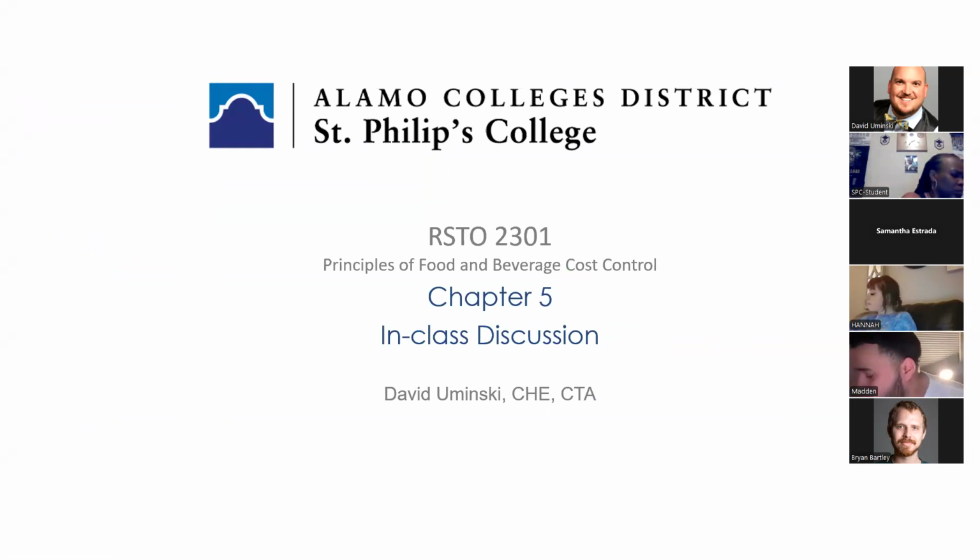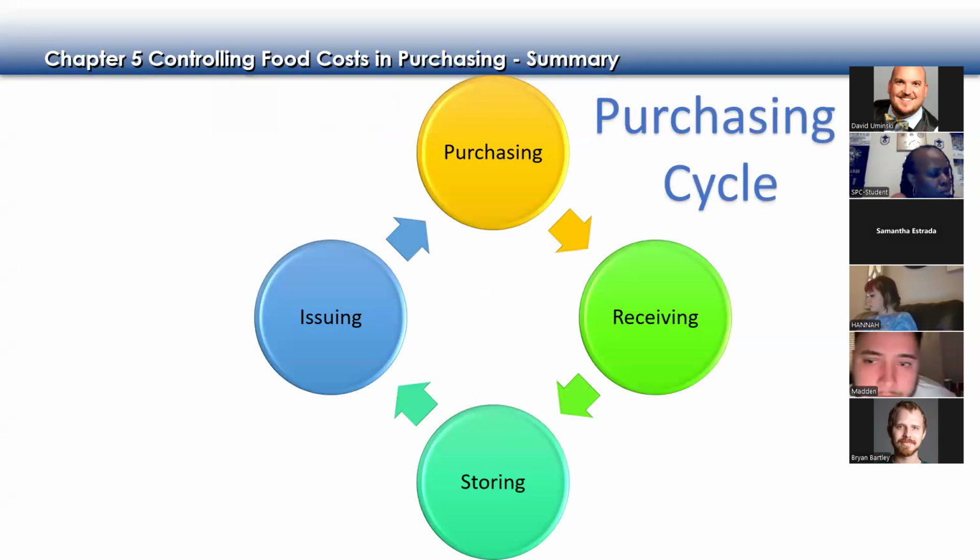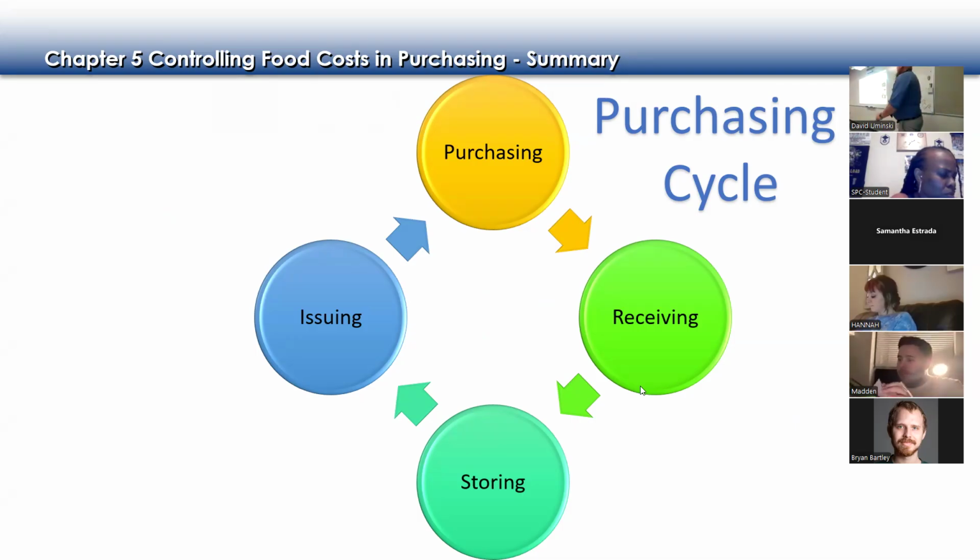In chapter 5, we are going to introduce a topic that's going to carry us through the next 4 chapters, 5, 6, 7, and chapter 8. Okay. And that concept is called the purchasing cycle. So the purchasing cycle is a 4-step process. Okay. What do you think about when you hear the word cycle? It repeats. It repeats, right? It keeps going on and on and on, right?